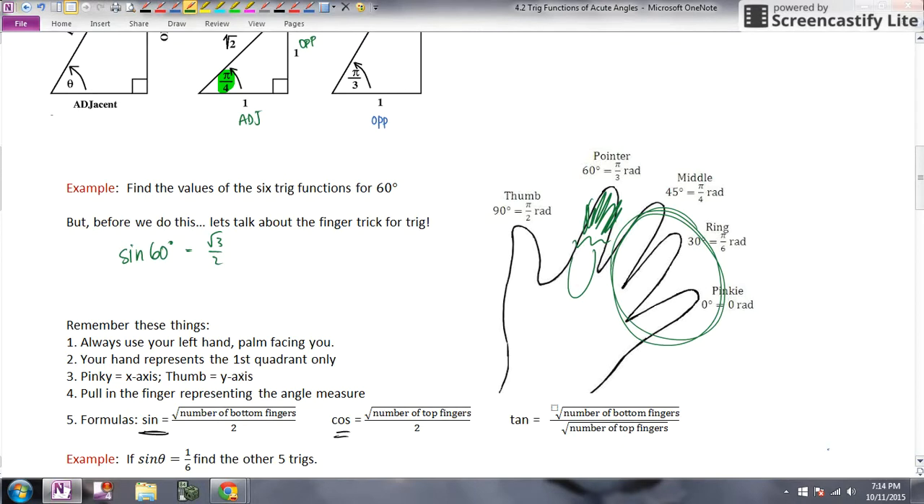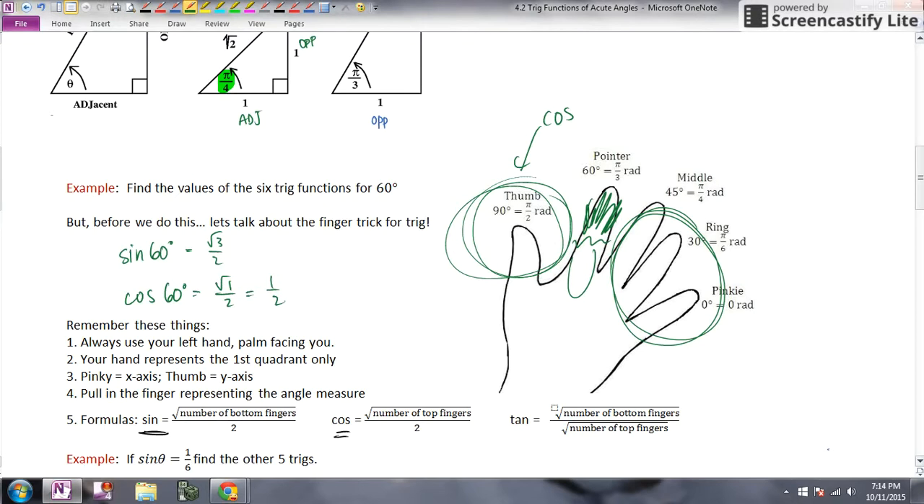If you needed cosine of 60 degrees, you would also fold down the 60-degree finger, so your pointer finger, and cosine is the number of top fingers, or above the folded down finger. That is cosine, so it would be the square root of 1 over 2, which sounds kind of funny. Most people will call that 1/2. So the cosine of 60 degrees would be 1/2.